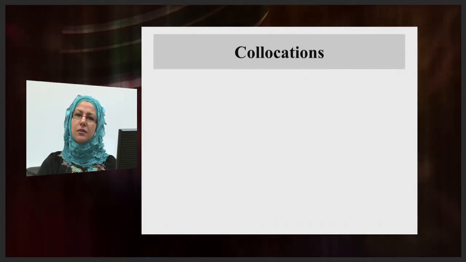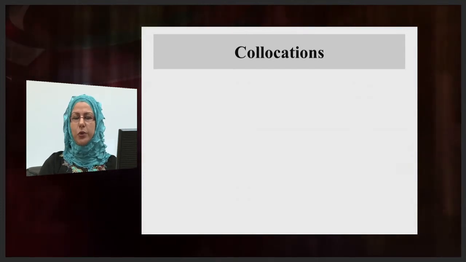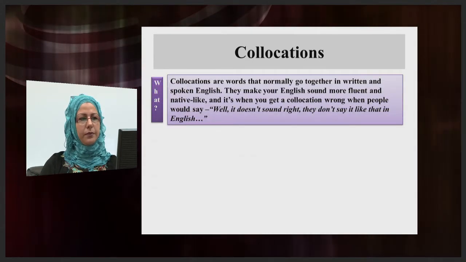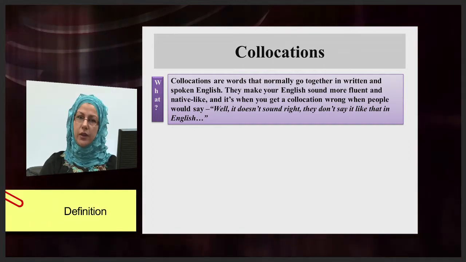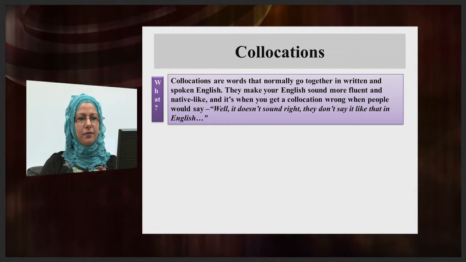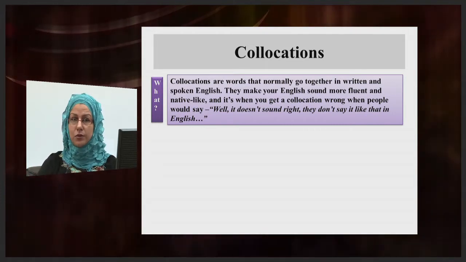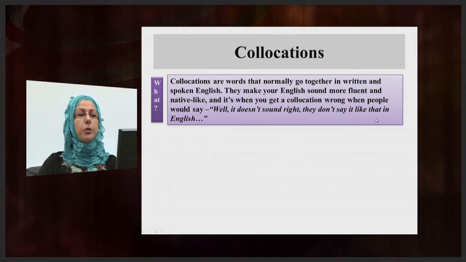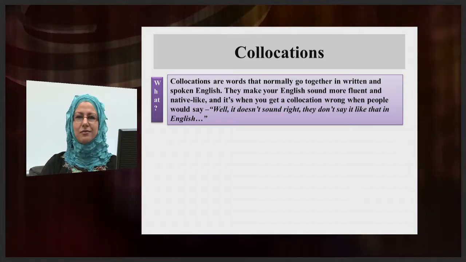The third aspect that might change the meaning of words because it's used in a different way is collocations. What are collocations? They're actually words that normally go together in written and spoken English. They make your English sound more fluent and native-like. What does it mean, native-like? You feel you are speaking in the same way as native speakers do. And it's when you get a collocation wrong, when people would say, well, doesn't sound right. They don't say it like that in English.